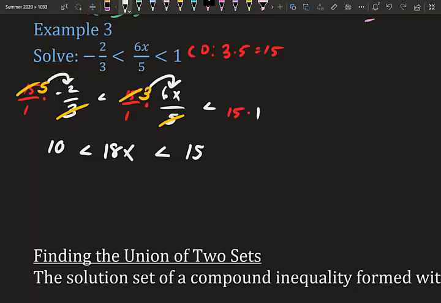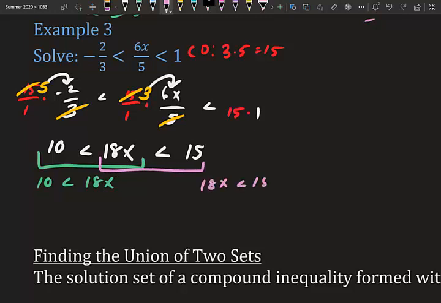Now we're going to break it up into two. So our first one is the left side. So our left side is negative 10 is less than 18x. And then our right side is 18x is less than 15.